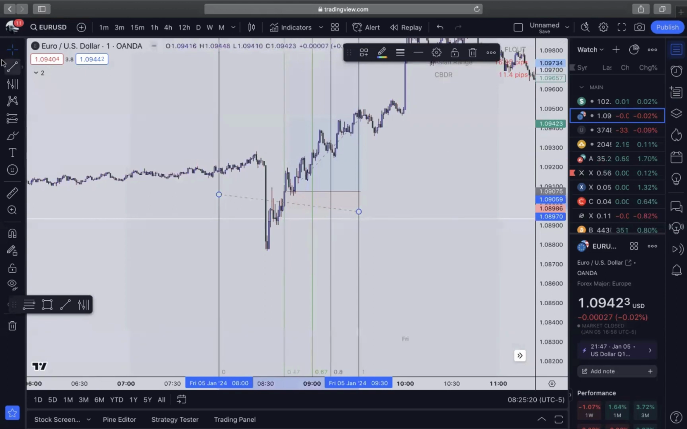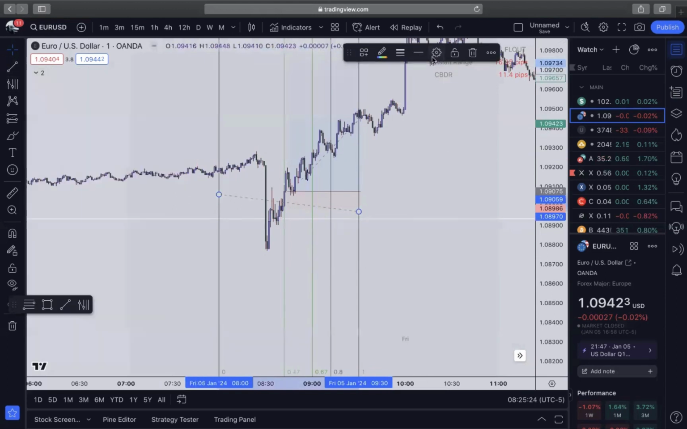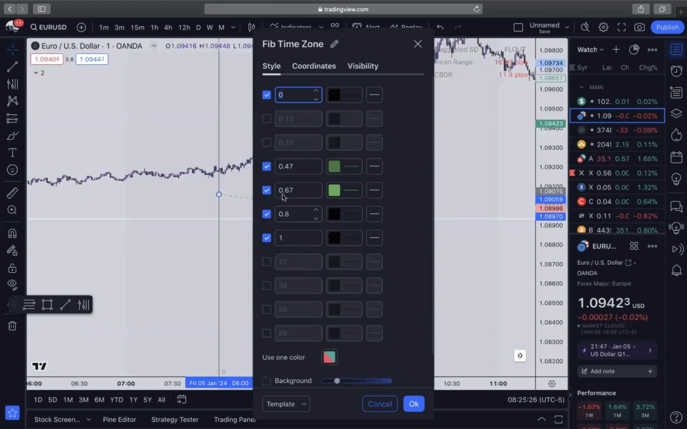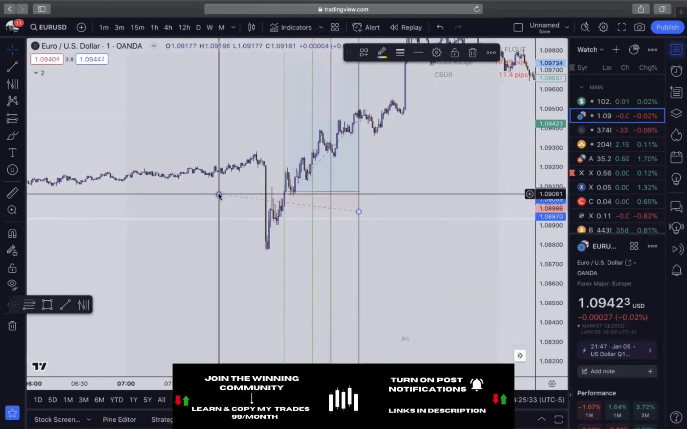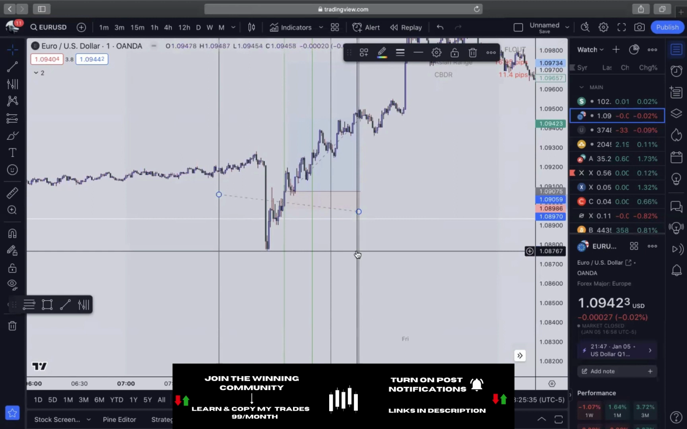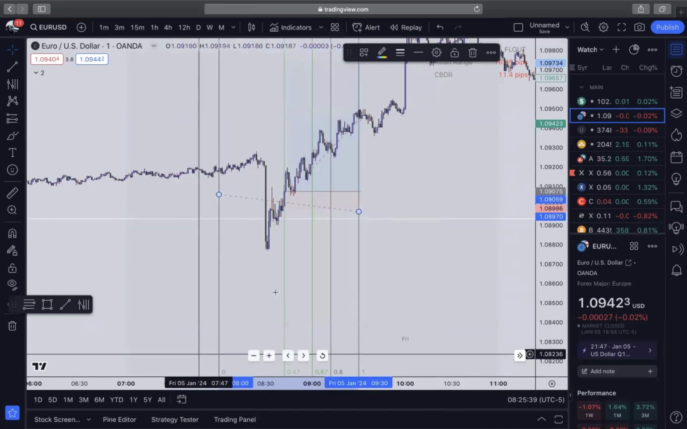So with our fib time zone tool, you can find that within here. You then want to go to your settings, and you want to have these coordinates on like so. Then what you want to do is go from 8 o'clock with the 0 and drag it all the way to 9:30, and that will just show you the full cycle.